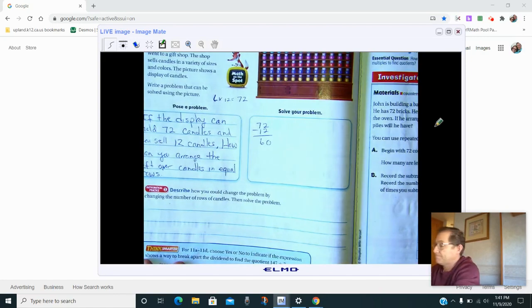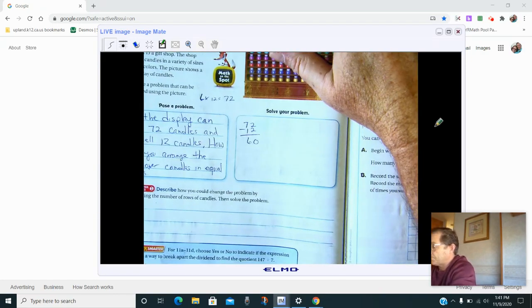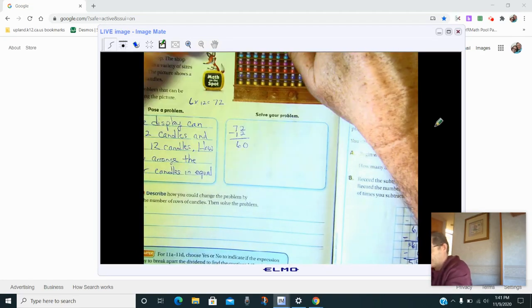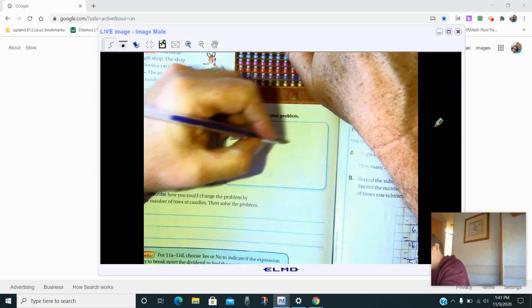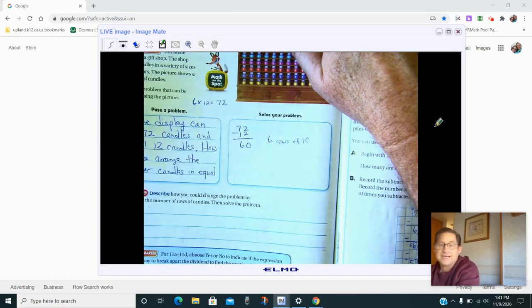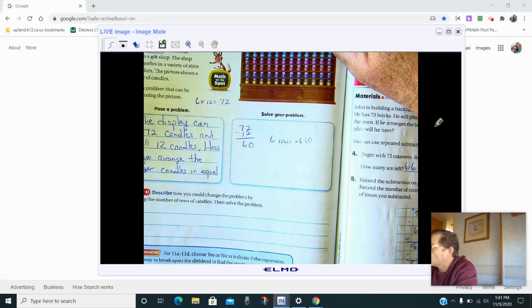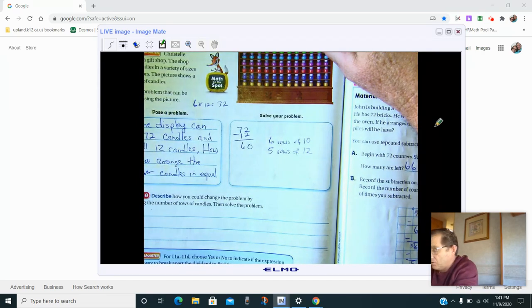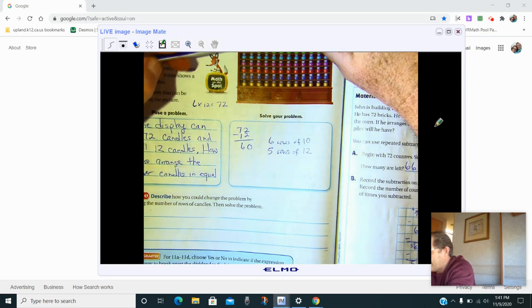Well, I can't have more than 6 rows. So I could have 6 rows of 10, because 6 times 10 is 60. I could have 5 rows of 12. 5 rows of 12 is 60. 10 rows of 6 would be 60, but I can only fit 6 rows. So it's got to be one of these two. Okay.